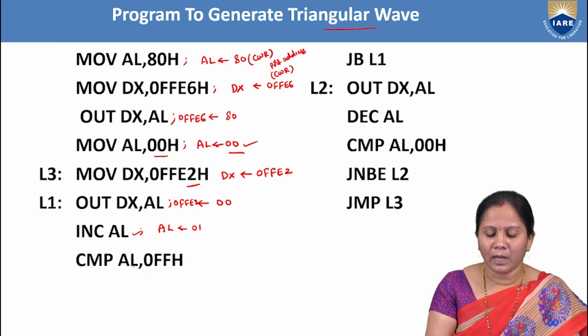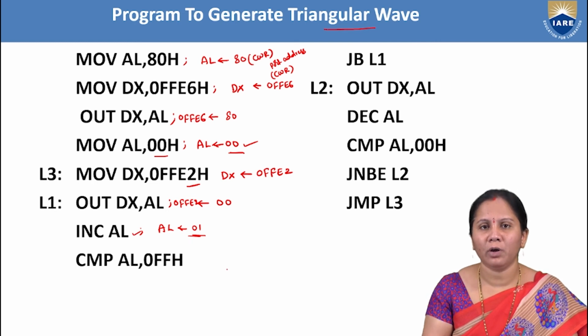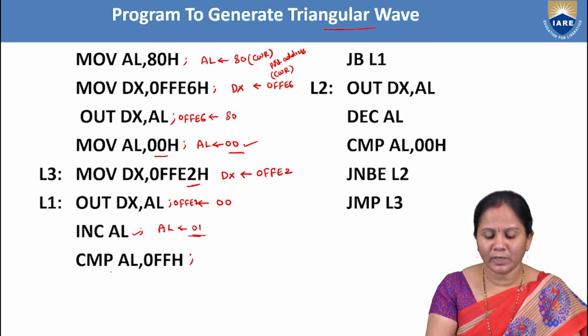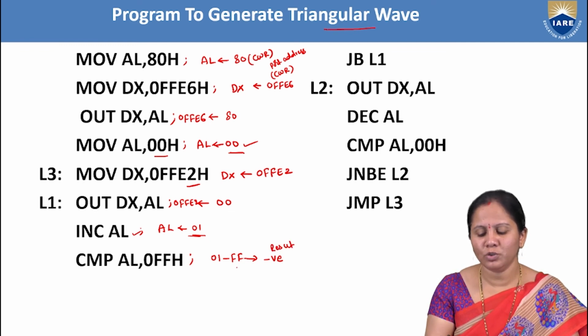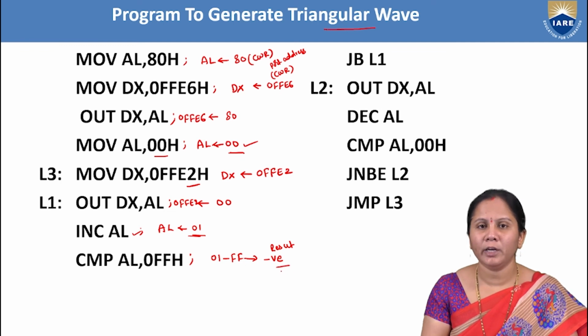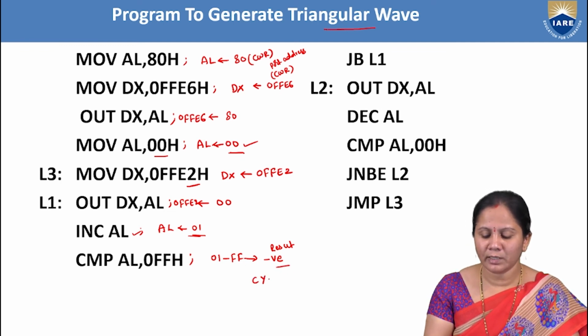After incrementing the value of AL, we have to check whether it has reached the maximum point or not, so we compare with the maximum voltage, that is FF. That is why here CMP, the comparison instruction, compares AL with FFH. Here the value of AL is 01, and it will be compared with FF. The comparison means a subtraction operation. So 01 minus FF leads to a negative result, and a negative result means the carry bit is set.